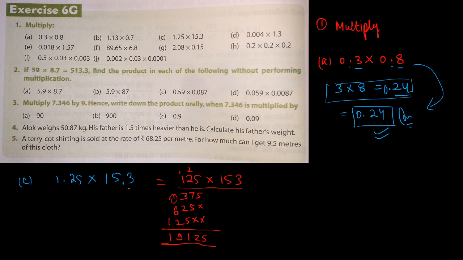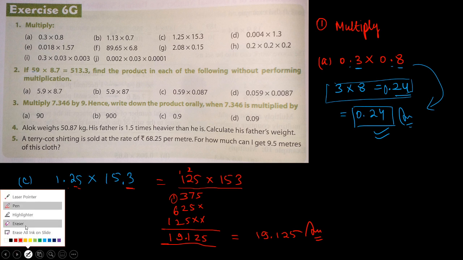So you have a decimal here after one digit and here after two digits, so total after three digits. So you have to put the decimal in your answer after three digits here. So your answer is going to be 19.125. So look at this, it is so simple.